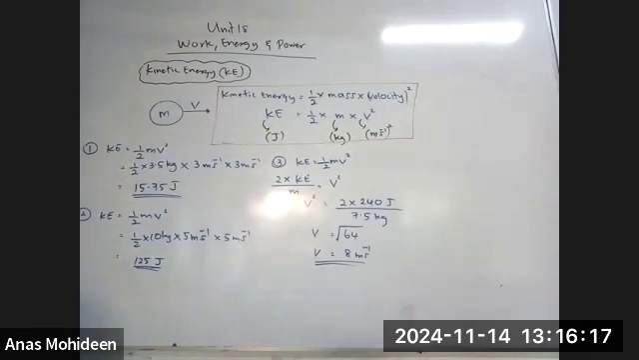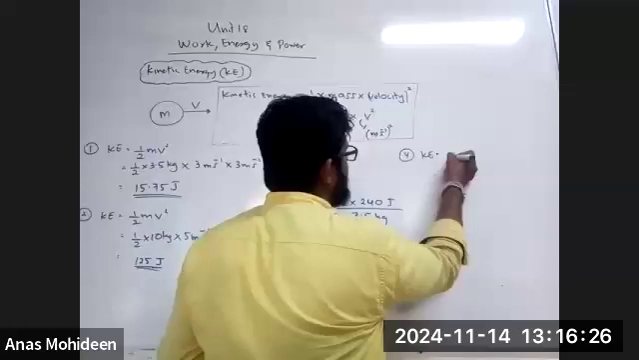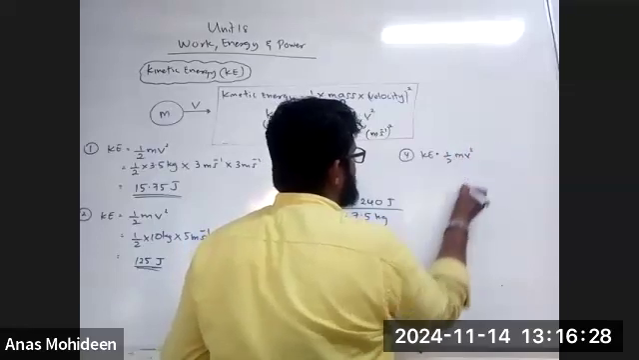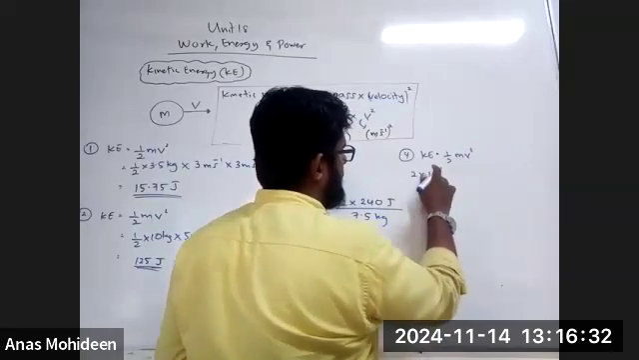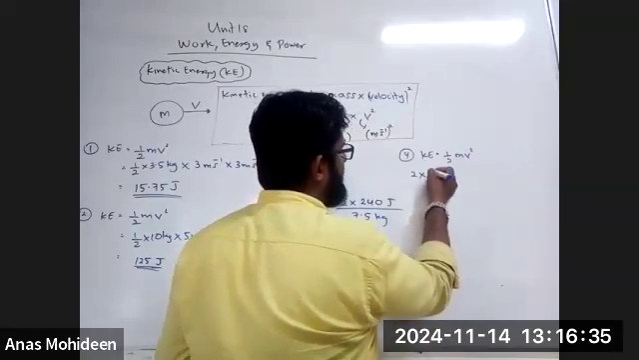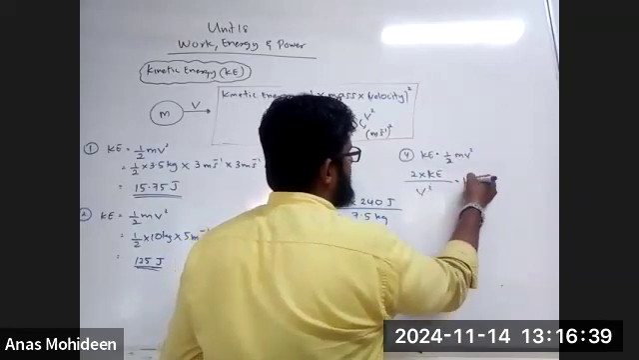If the kinetic energy of an object that moves at 15 m/s is 900 joules, calculate the mass. Now you want to find out the mass. Kinetic energy equals half m v squared. Same way, 2 into KE, twice. 2 you take here, v squared you take down. So it is equal to m.